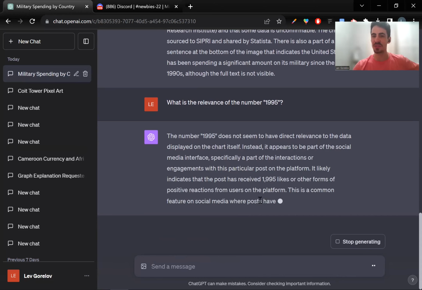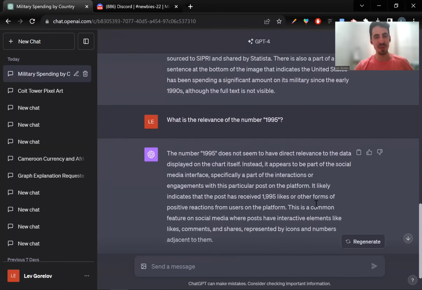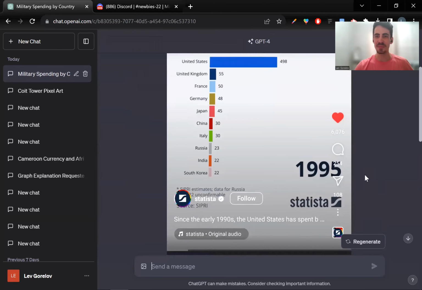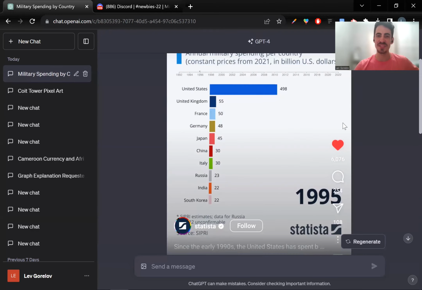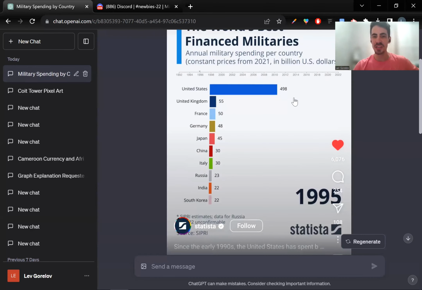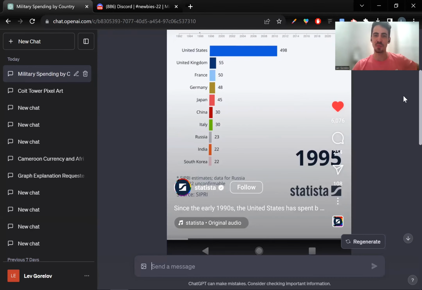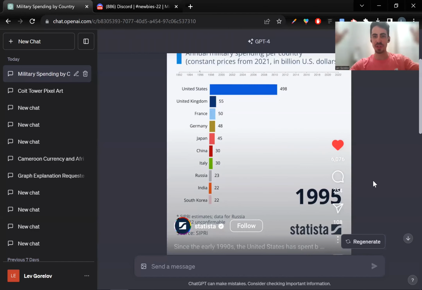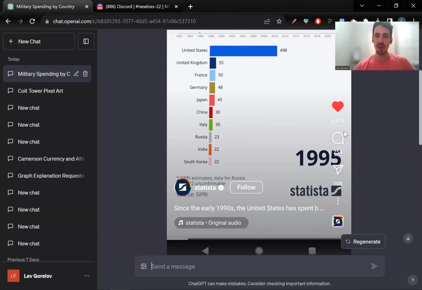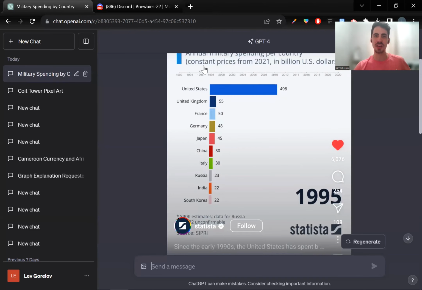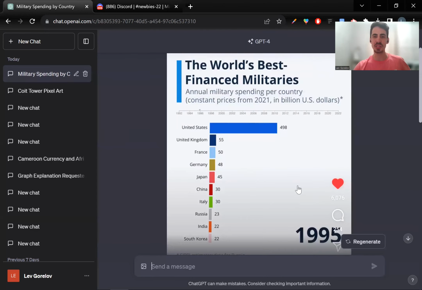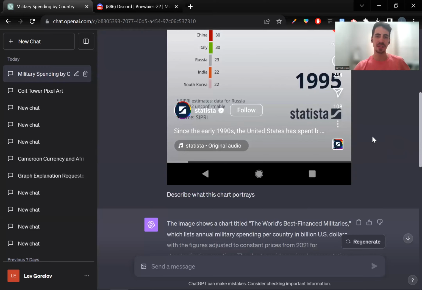It appears that the post has received 1,995 likes. Pretty interesting extrapolation. The post got 6,000 likes actually. So it sees that as a social media post, and it's kind of generating general inference from what it sees and what it thinks that number means, which is again pretty impressive that it gets a general sense of what the picture is about and tries to jump to conclusions as to what this number could mean, but it doesn't correctly tie this timeline and this number together to state that this is information about the world in 1995.